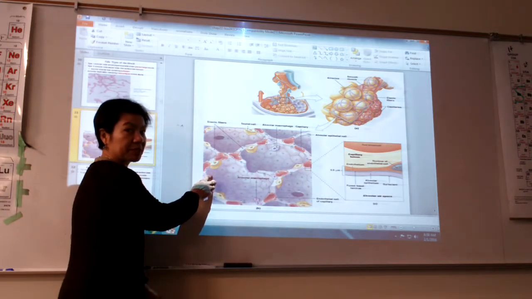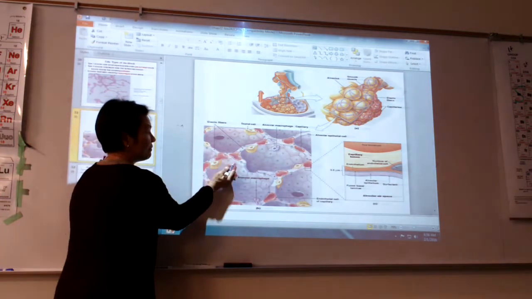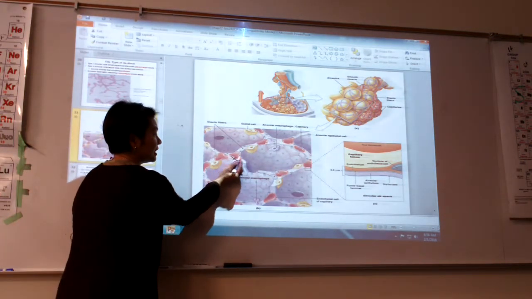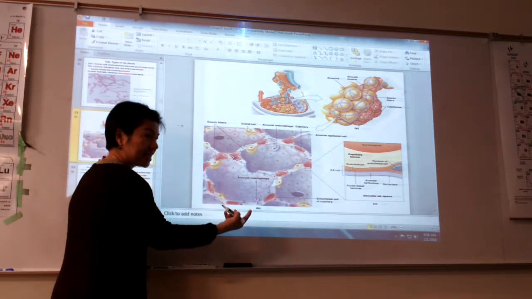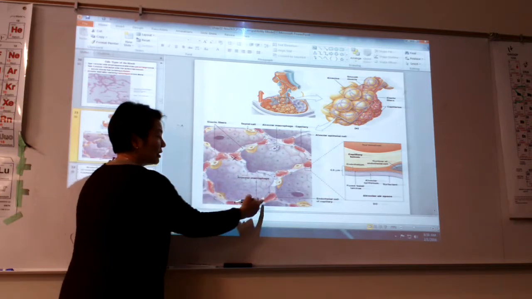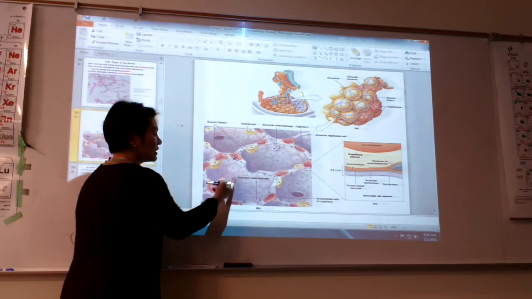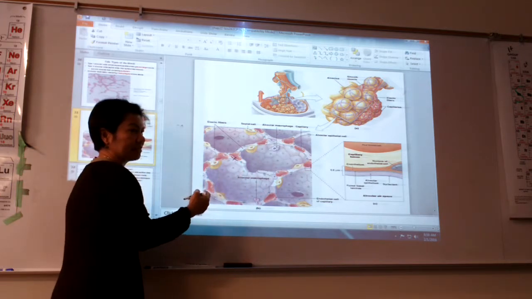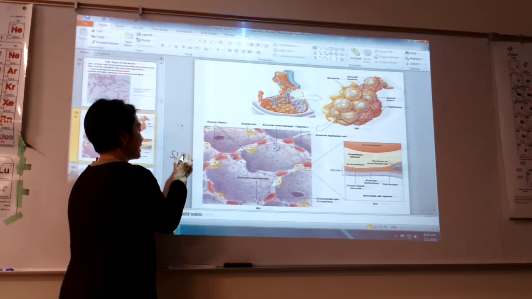I'm looking at this picture, I'm thinking, do you agree? I'm thinking this must be alveolar type 1 here because this is the place where gas exchange will happen, right? Gas exchange happens between blood and the alveolus. So this must be type 1, okay? And then the rest are called alveolar type 2. The job of the alveolar type 2 cells is to make surfactant.